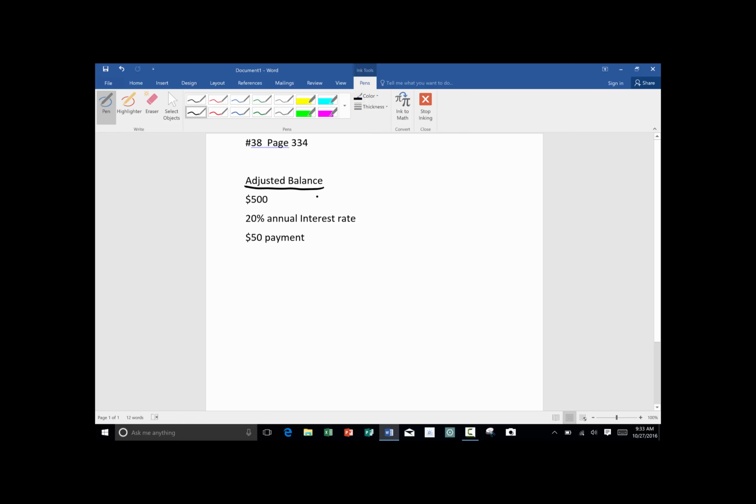Your book tells you that you start with a balance of $500 and that there is a $50 payment. In this problem, there are no purchases. So in order to adjust your balance, you take the $500 and you subtract your payment. If you had purchases, you would add the purchases. So we have an adjusted balance of $450. The adjusted balance is what you base your finance charge on.